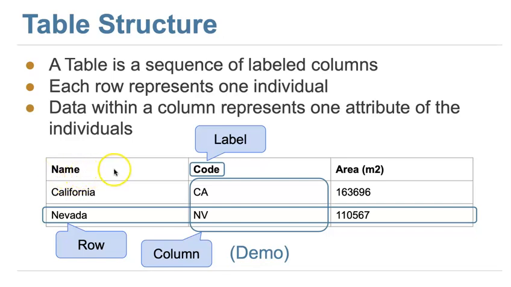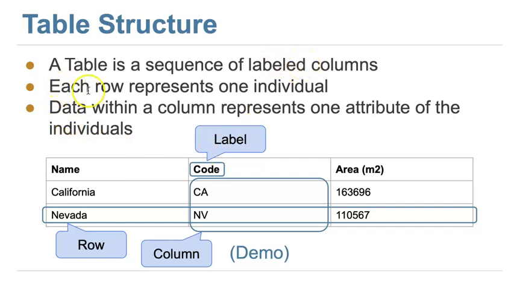So for example, here we have the column for the name, and you have the name for different states. Then you have this label, the code for different states. California is CA, Nevada is NV. Then the third column is the area in square meters for different states. So you have 3 different columns, and each column needs to be labeled. Why? Because they have meaning.